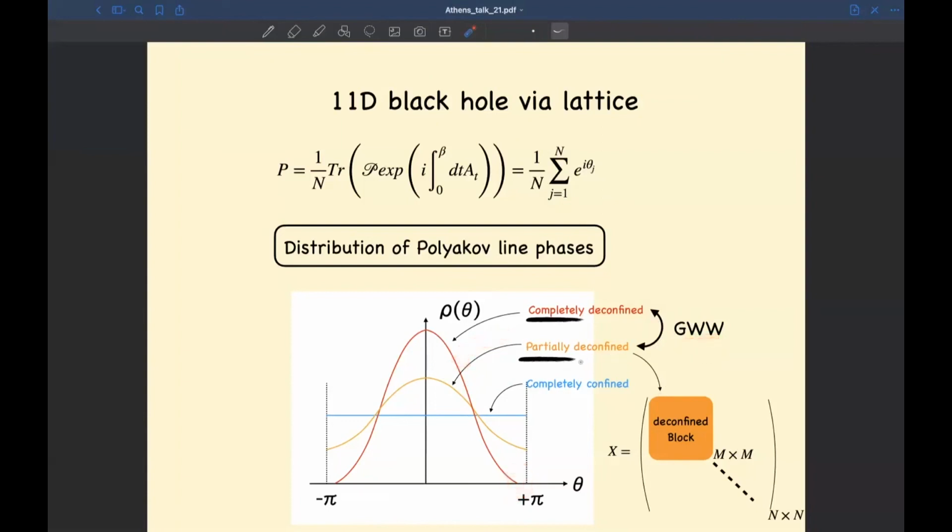Here, the partially deconfined phase simply means that when we have a big matrix, which is N by N, there could be a sub-block of the matrix, which consists of M by M degrees of freedom, and it is deconfined, while the rest of the matrix can be confined.